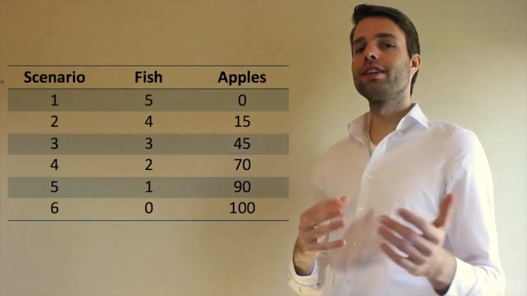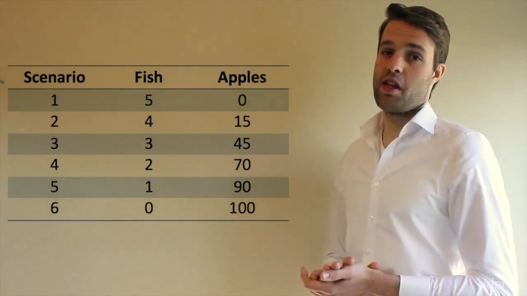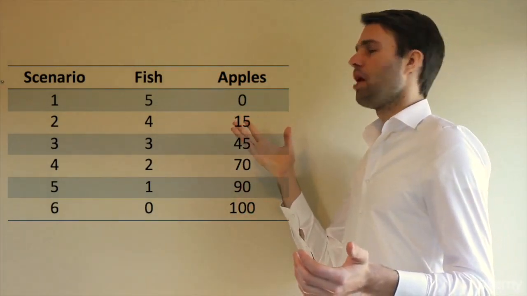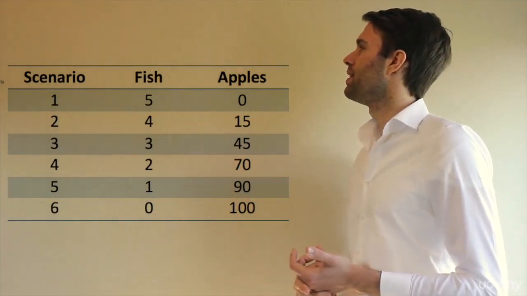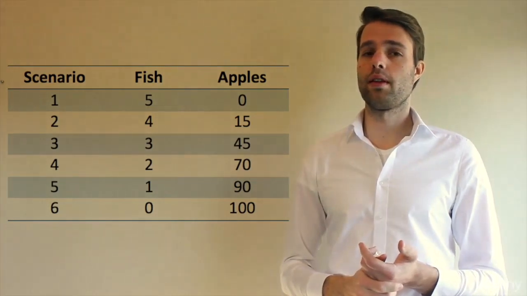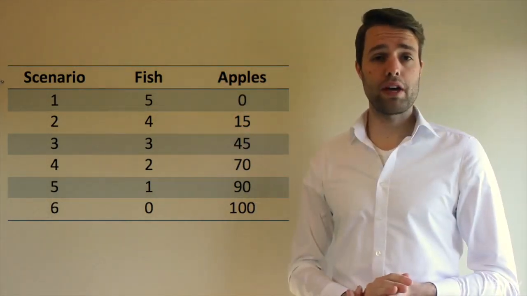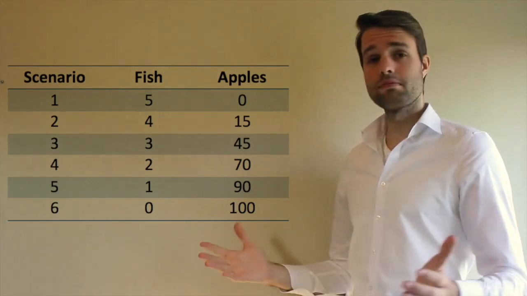Let's look at one more example. Let's say we catch 100 fish. When we do so, there's no time for us to pick any apples. But let's say we want at least 15 apples. So we go from scenario 1 to 2. What are the opportunity costs for that? Well, to have time to pick 15 apples, we have to give up 1 fish. Great! That was the topic of opportunity cost. Every time you make a decision, there will be opportunity cost.